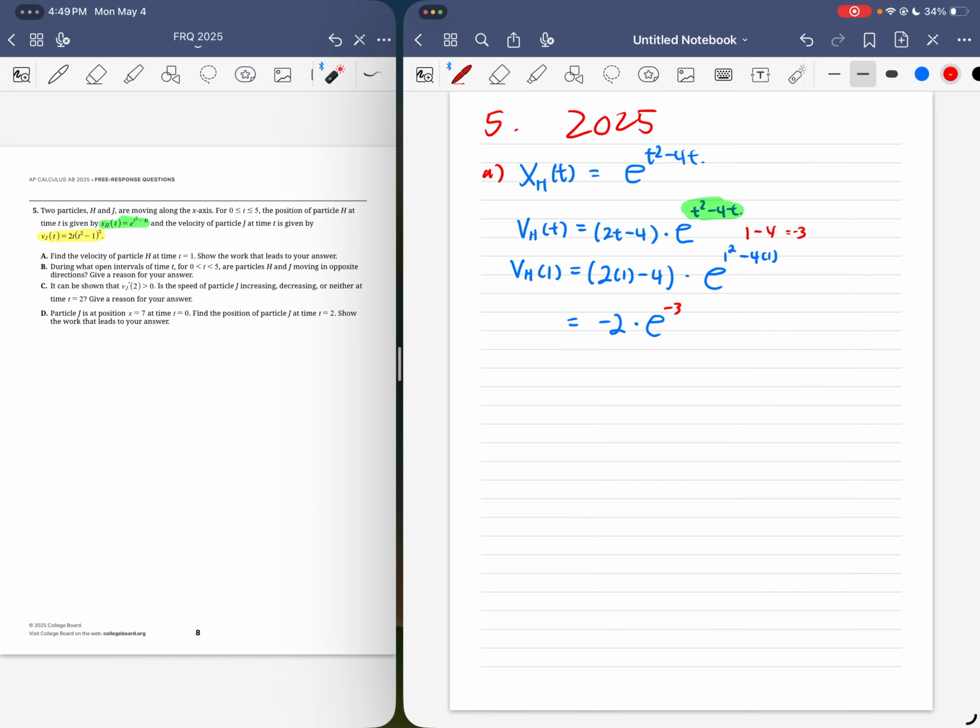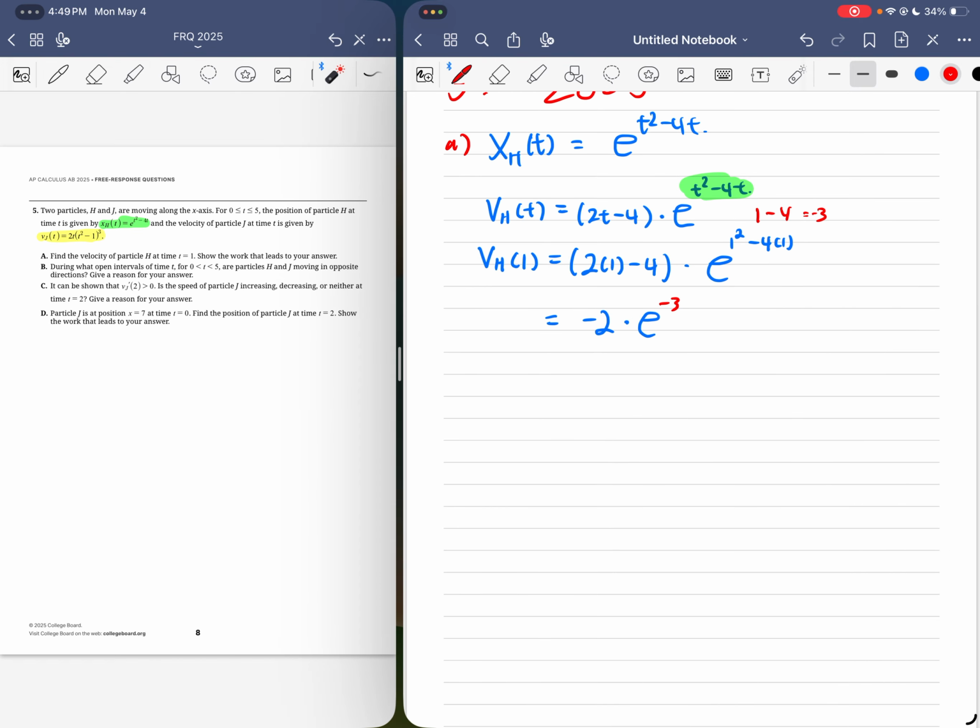So let's do the next one, B. During what open interval on the time t for 0 to 5 are particles H and J moving in the opposite direction? Give a reason for your answer. So what we have to know is that first, we are trying to find when V of H and V of J have opposite signs, like positive and negative, okay? But they give us the clear domain. It should be between 0 and 5. So let's break it down into two different things.